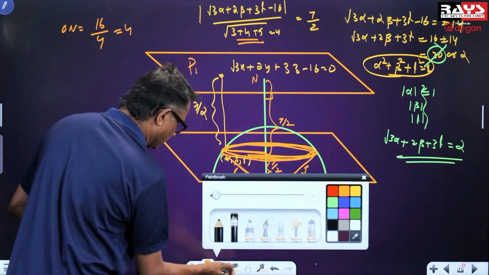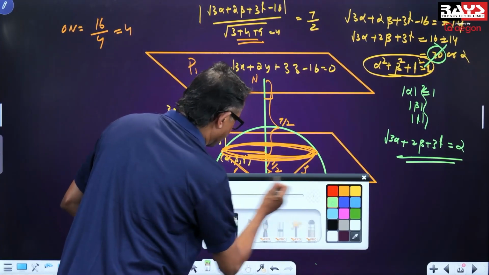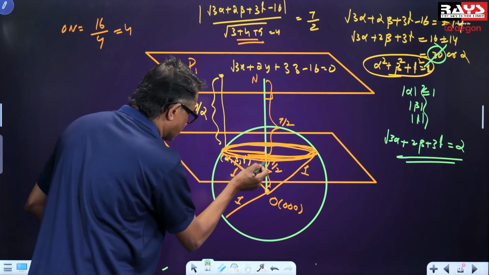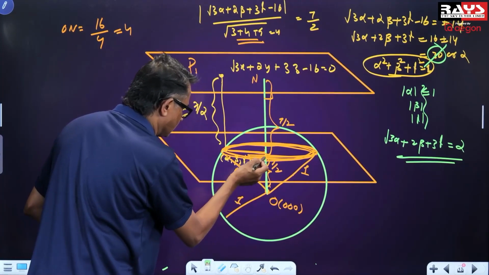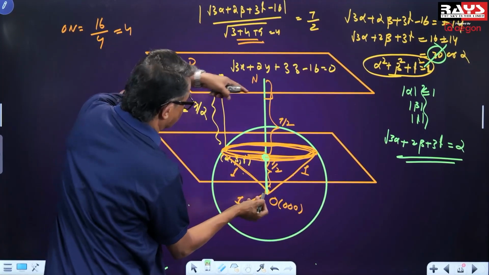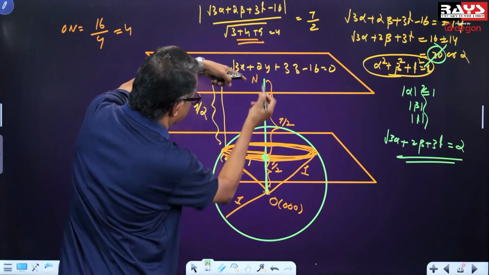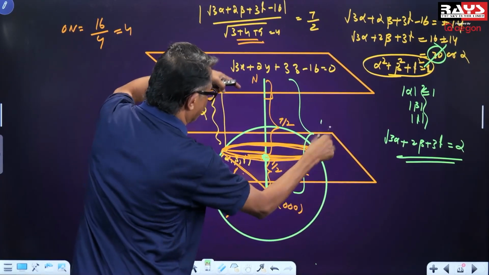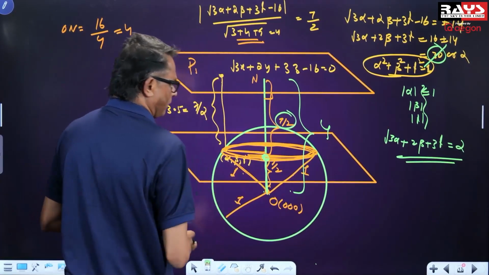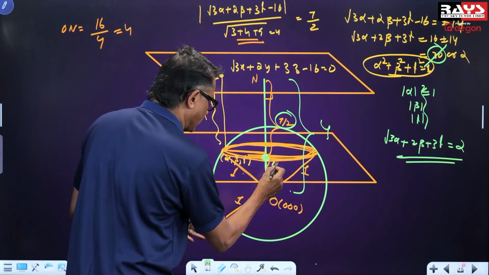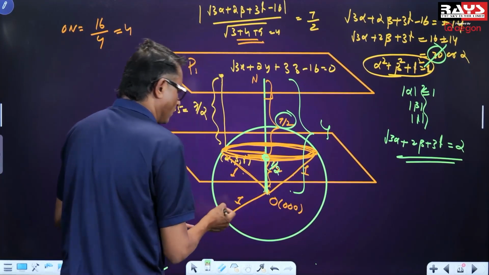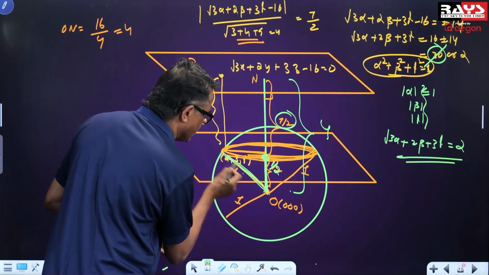If you look over here very carefully, say this is 1 by 2, because the total distance is 4. From here to here it is 4. This total distance is 4, and this is 3.5. So 4 minus 3.5 is 1 by 2. So this distance is 1 by 2. And this is 1.